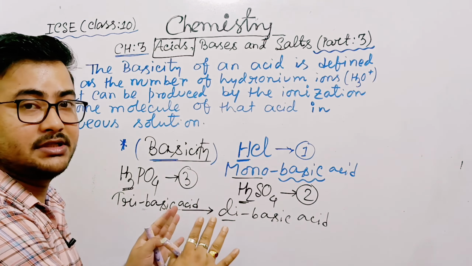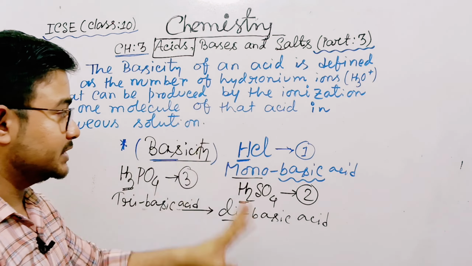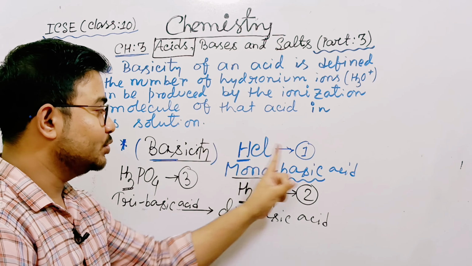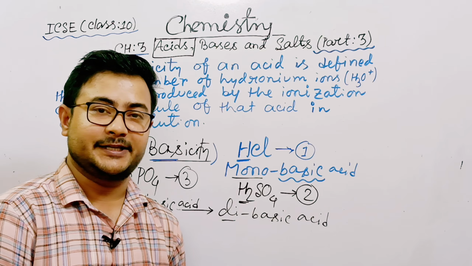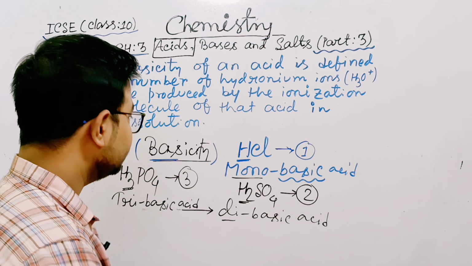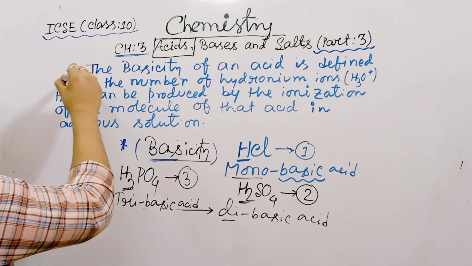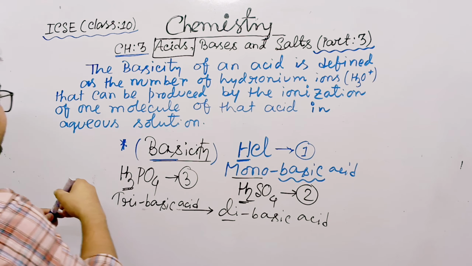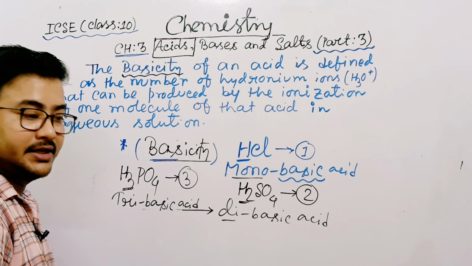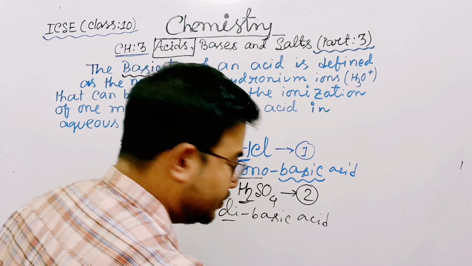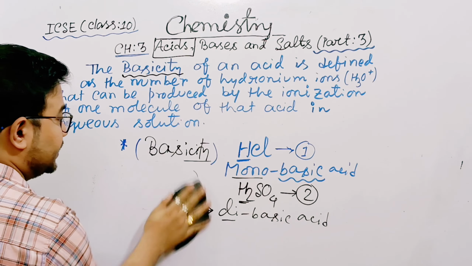So note it down first. Don't note down this definition yet. First the primary concept: what is monobasic, dibasic, tribasic, and their corresponding basicity. Done? Okay. Now, this is the definition that is written. It is the definition of basicity. Read it, then I will explain it one by one.